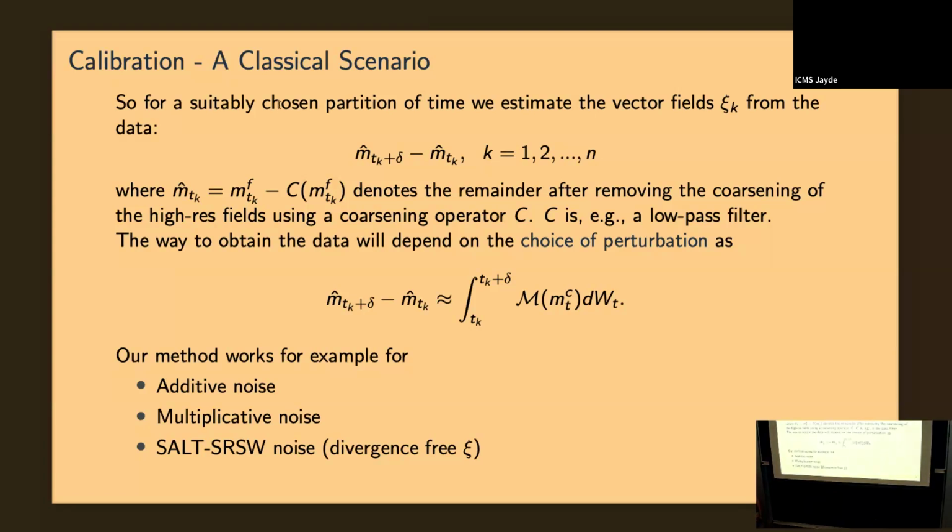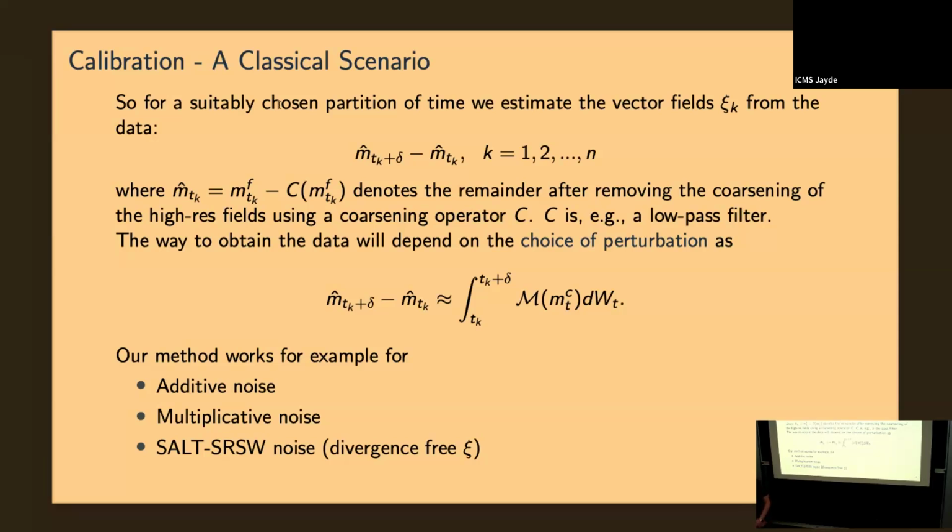So we partition our time, and then we estimate the vector fields from the difference between the fine scale solution and the coarsened fine scale solution. This is already denoted here by M hat. So this is the remainder after removing the coarsening of the high res fields. So that means that's basically all the fine scale variations that you have in your run. And you could take, for example, as the coarsening operator, a low pass filter, which removes all the fast oscillations.